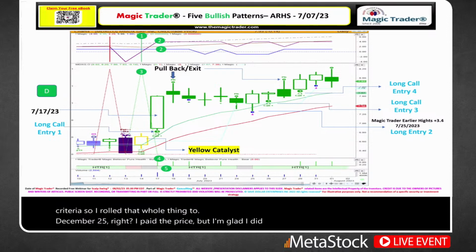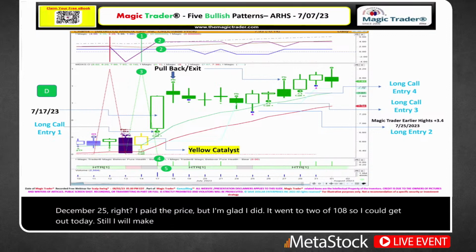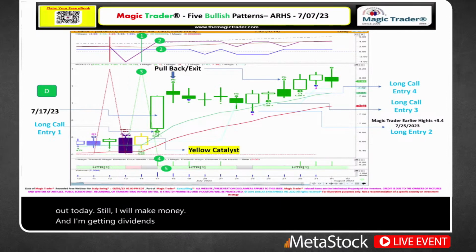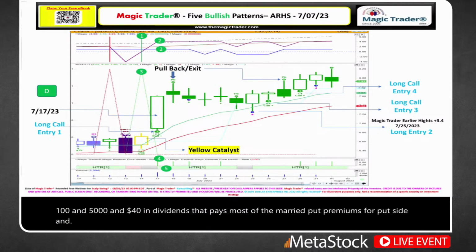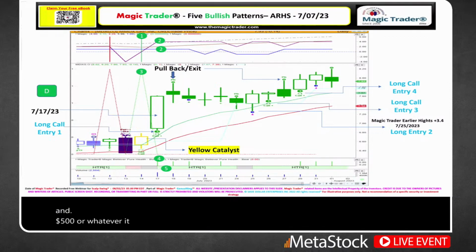It went to 108. So I could get out today and still make money. And I'm getting dividends, right? I will collect 9 dividends. I already collected 2, $150, $140 in dividends. That pays most of the married put premium for the put side. And the $500 or whatever it is, predetermined risk, I'm collecting from the stock movement. So I could claim that I did a long-term position, but a different strategy with a hedge.